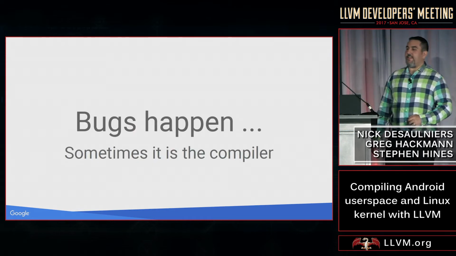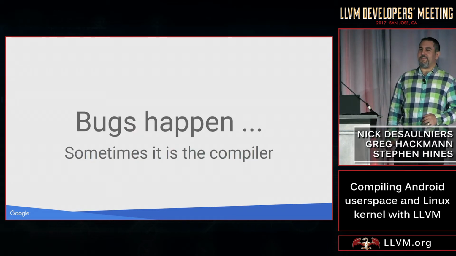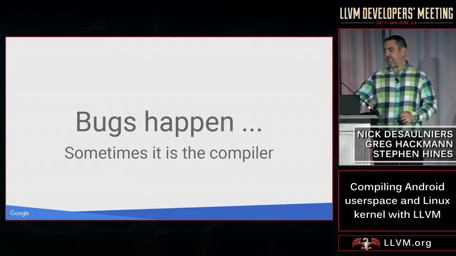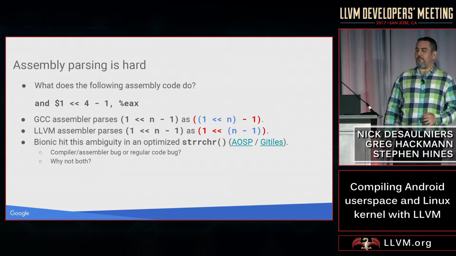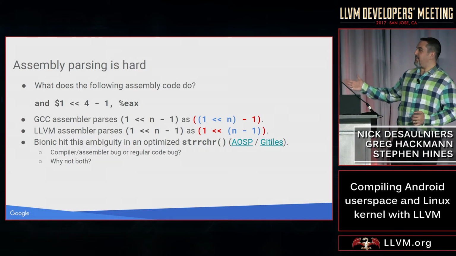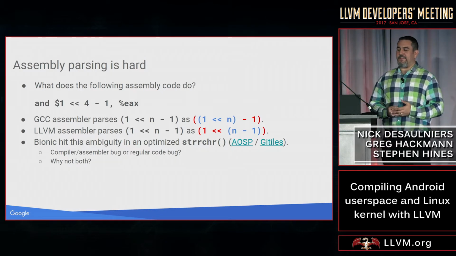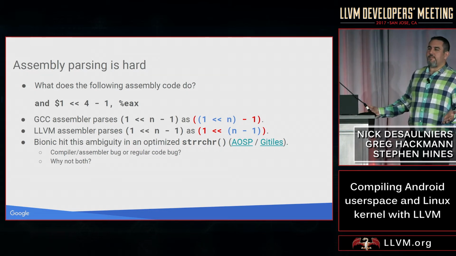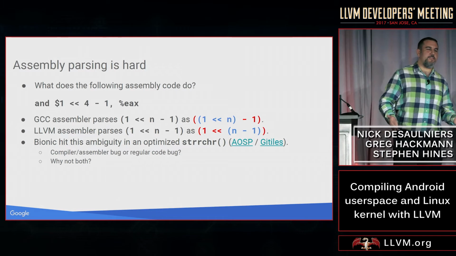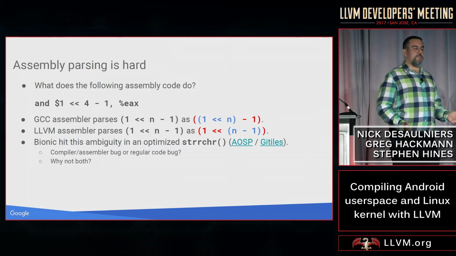So the next lesson is bugs happen. Sometimes it is the compiler. This is a few classic ones that we hit with assembly parsing. This again was supposed to be a slow reveal, but now you can actually see it all. We have this great ambiguous expression here, which you would say, oh, operator precedence, we can figure out what this roughly does, right? Well, GCC and Clang don't agree.